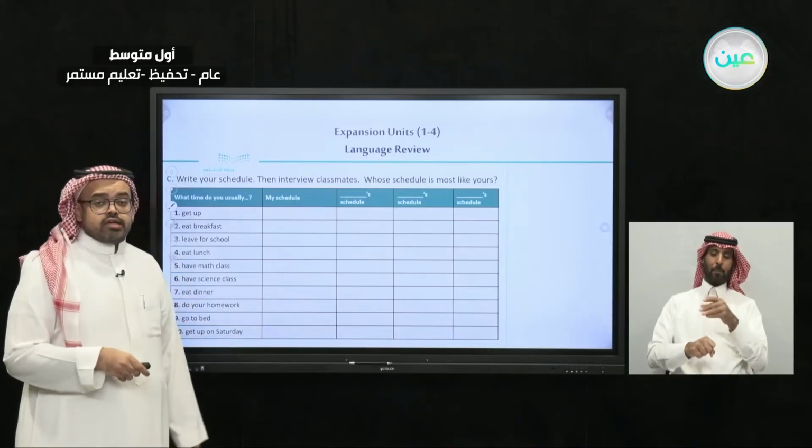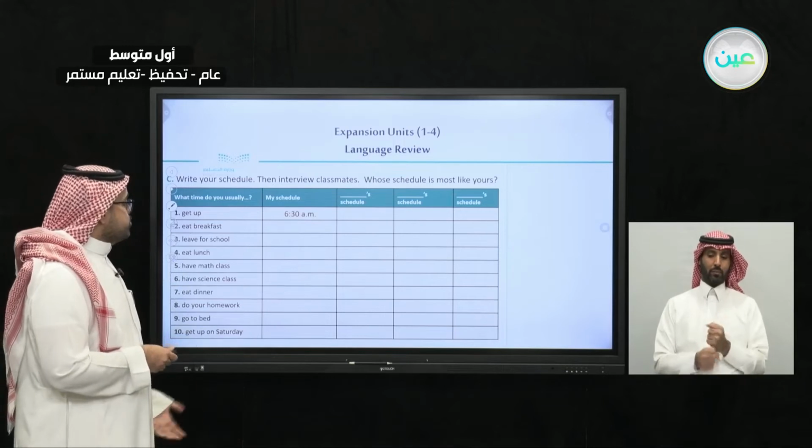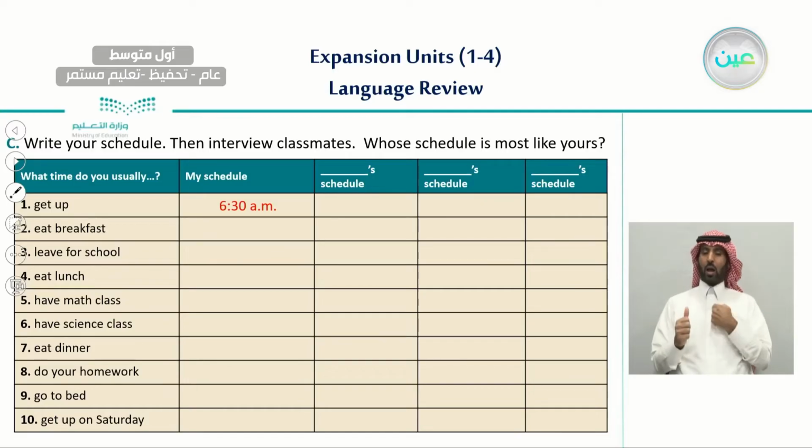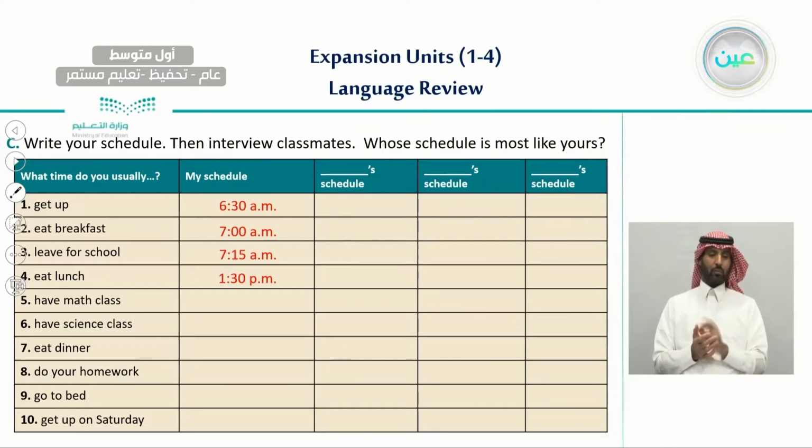Here I wrote an example for you. What time do you usually get up? I usually get up at 6:30 a.m. And what time do I eat breakfast? I eat breakfast at 7 a.m. And what time do I leave for school? I usually leave for school at 7:15 a.m. And what time do I eat lunch? I usually eat lunch at 1:30 p.m. And what time do I usually have math class? At 4 o'clock p.m. And what time do I have science class? It's at 5 p.m. And what time do I usually eat dinner? It's at 8 p.m. And what time do I do my homework? At 9 p.m.